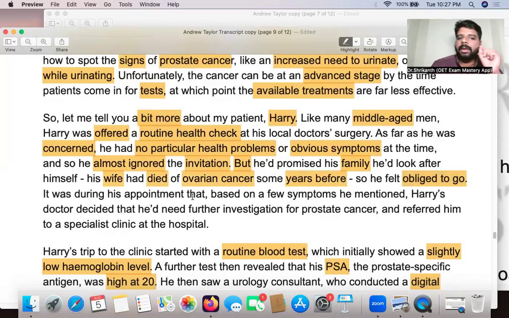Now, see over here. Now, they are talking about the experience of the wife. So, what was the wife's experience? The wife had ovarian cancer, okay, and she died because of it several years back. And because of that reason, because his wife had this negative experience, he obliged, that is, he agreed to go. Okay, obliged basically means, not willingly. So even though he is not fully willing, because of this reason, he was basically ready to go.